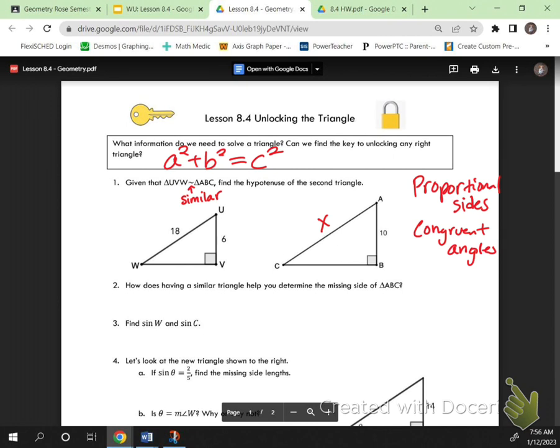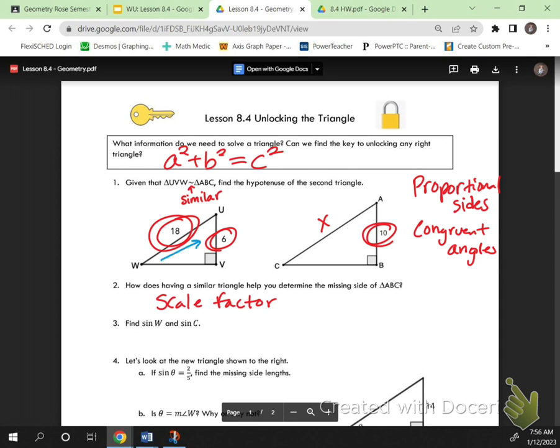How does having a similar triangle help you determine the missing sides? Well, we know we're going to have a scale factor involved here. I know this hypotenuse. I know this side, and it corresponds to this side. Maybe I could set up an equation. What if I set up this equation?